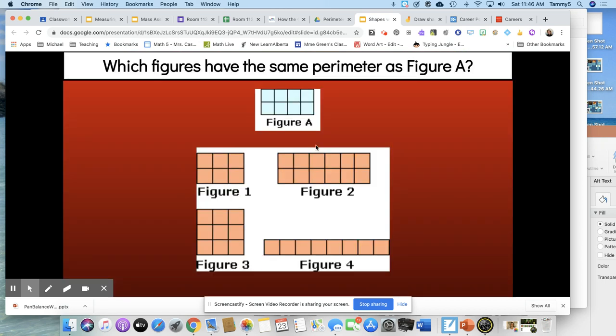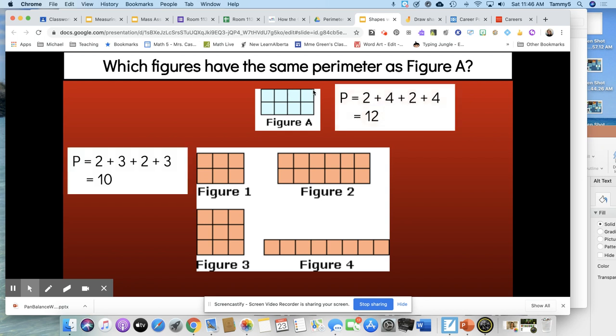Suppose I give you this figure up in blue, figure A. Which of the figures below have the same perimeter as figure A? What we need to do first is figure out the perimeter of figure A. So we have a width of 2 and a length of 4. So we have a perimeter of 2 plus 4 plus 2 plus 4 for figure A, which is 12 units.